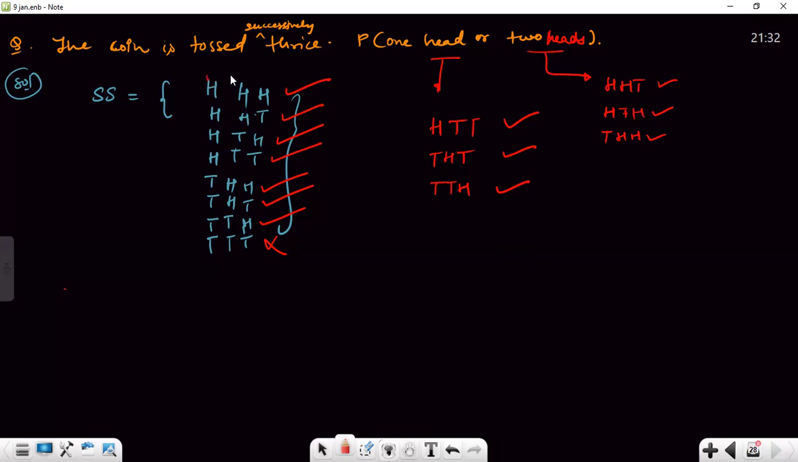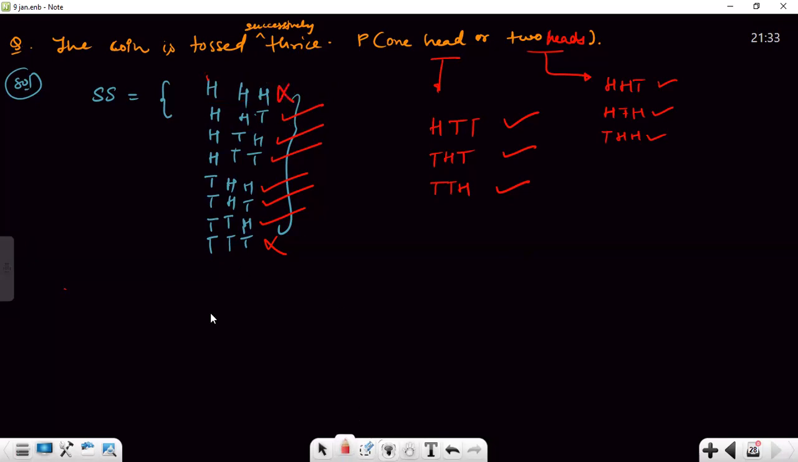But not three heads. Why? Because it's not the condition that we are looking for. We are looking for exactly one head or two heads. So this case will also be excluded from our consideration.